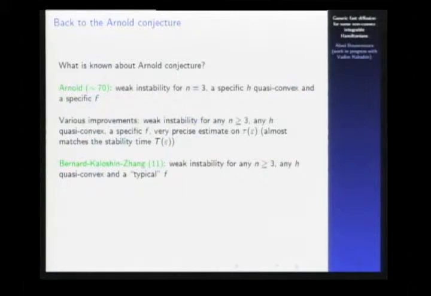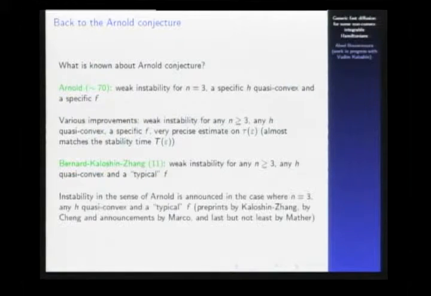Now even more recently, this was just weak instability again. Finally, instability in the sense of Arnold, in the sense that appeared in the conjecture, was announced in the case where n equals 3, h quasi-convex, and a typical f, essentially the same typical f as here.